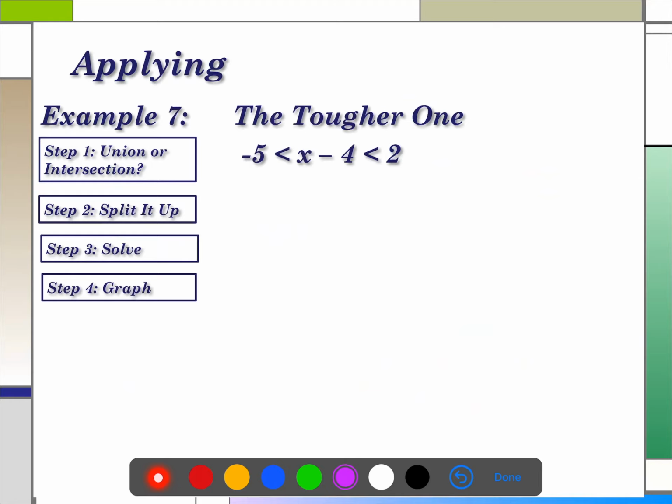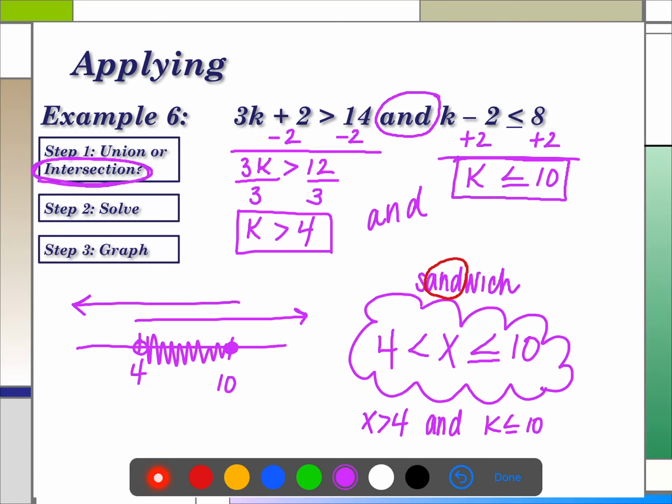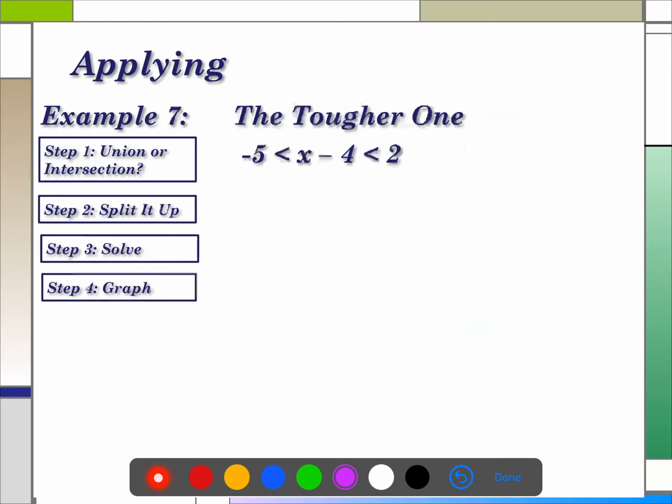Okay, so now this doesn't have a word in it. I have not seen a problem written this way. I don't have a key word, but I see that it's written as a sandwich. And if I go back for a second, look how I wrote my final answer here. I wrote this as a sandwich. So I'm wondering if that means that this is an and problem, because this is a sandwich. Okay, and it is. This is an intersection problem. It's just written in a different way.